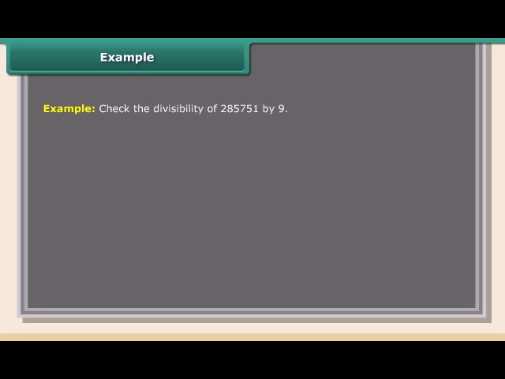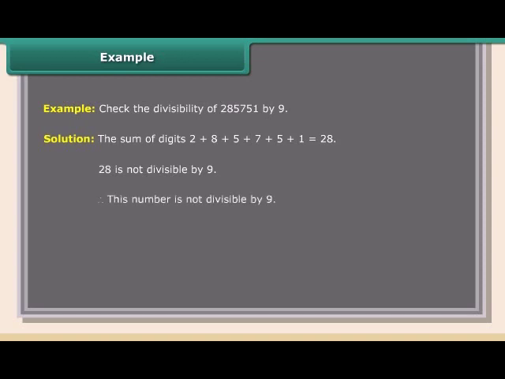Example. Check the divisibility of 285751 by 9. Solution. The sum of digits 2 plus 8 plus 5 plus 7 plus 5 plus 1 is equal to 28. 28 is not divisible by 9. Therefore, this number is not divisible by 9.